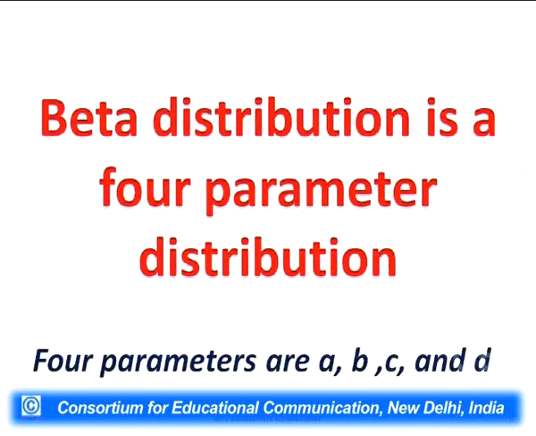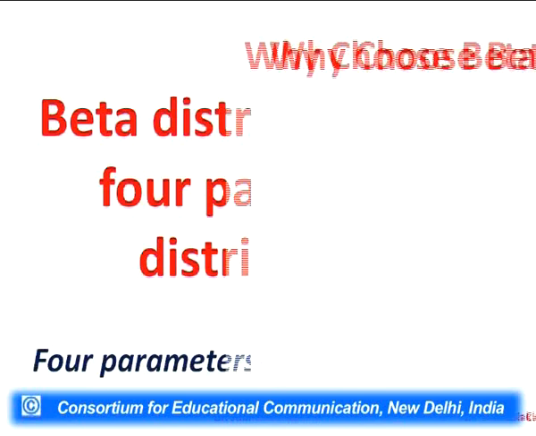Beta distribution is a 4-parameter distribution. What are those 4 parameters? We have already studied a, b, c and d.